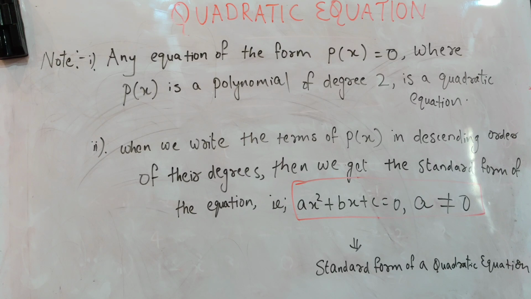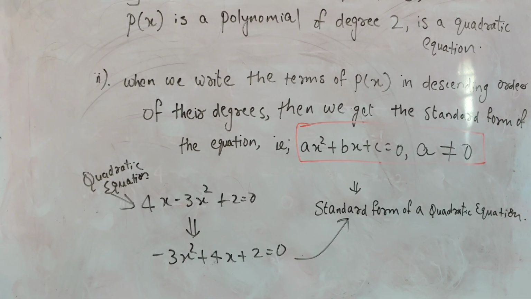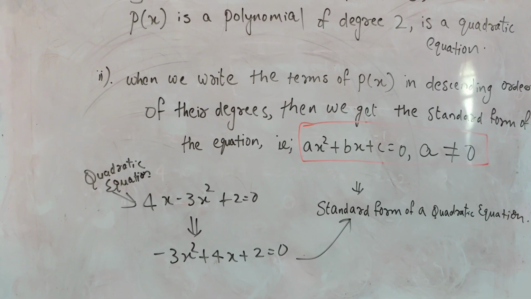Now, when we write the terms of p of x in descending order of their degrees, what is descending order of degree? Degree means x square, x cube, x, those are degrees, right? So when we write in descending order of their degrees, we get the standard form of the equation. For example, one of the examples we have seen: 4x minus 3x square plus 2 equal to 0 is a quadratic equation.